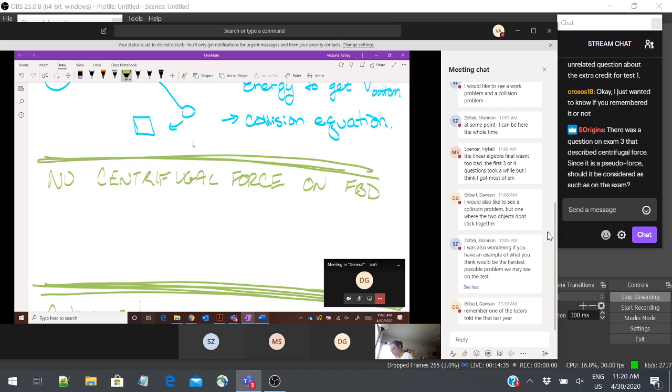Trying to think of a good way to phrase this. So you do your regular forces, right? So tension, normal, gravity, friction, and then identify one as the centripetal. You're not going to add a separate one.